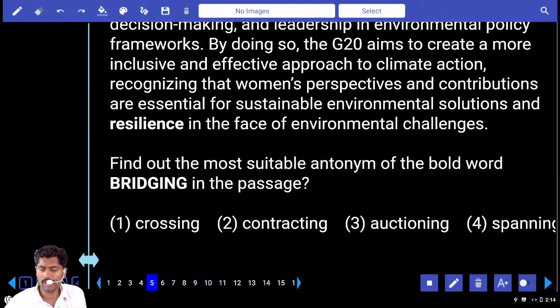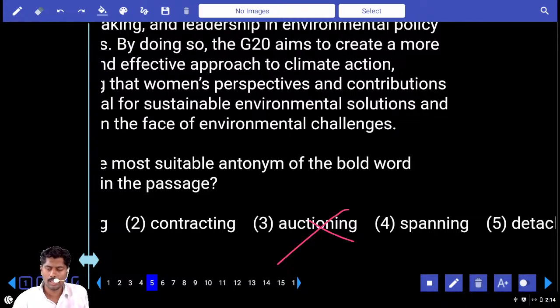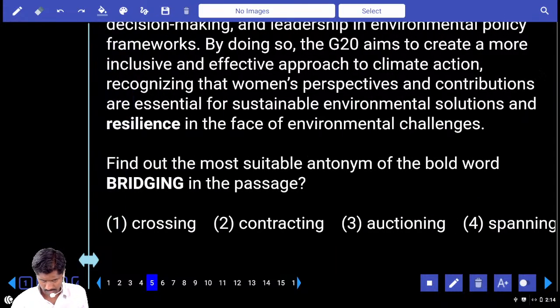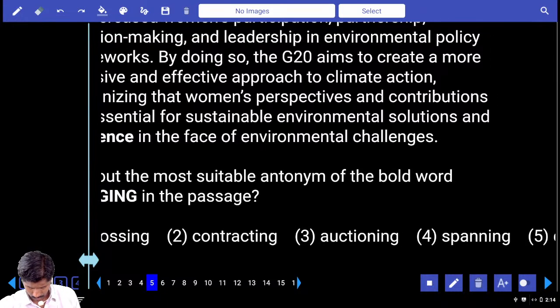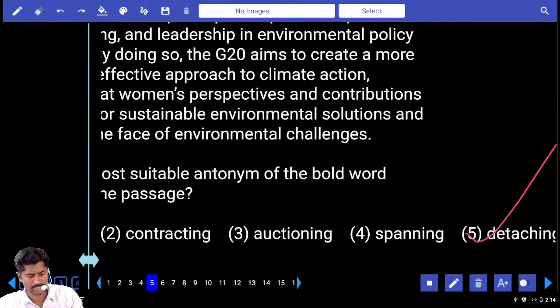Crossing, and we require an antonym. Contracting, auction not related. Span ante life span గురించి మాట్లాడతాము ఒకటి, ఇంకోటి స్పాన్ అంటే స్ప్రెడ్ ఆర్ డిటాచింగ్. సో బ్రిడ్జింగ్ అంటే కంబైనింగ్. అప్పుడు ఆపోజిట్ ఏమవుతుంది? 2 or 5. ఫిఫ్త్ ఆప్షన్ డిటాచింగ్. డిటాచింగ్ అంటే సెపరేషన్.